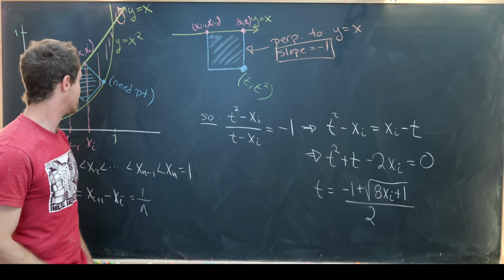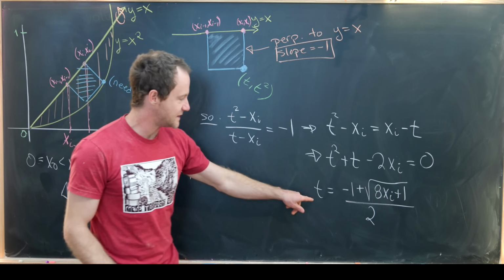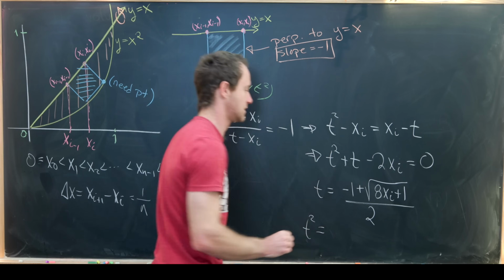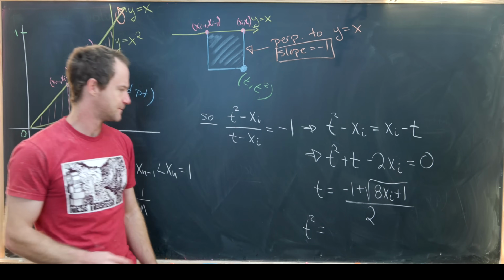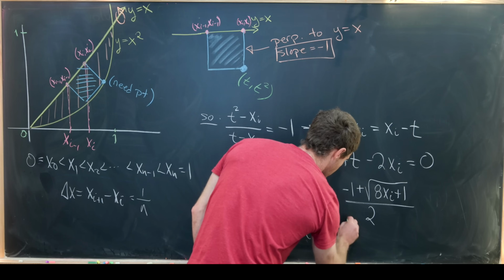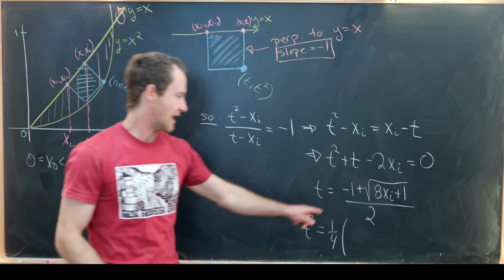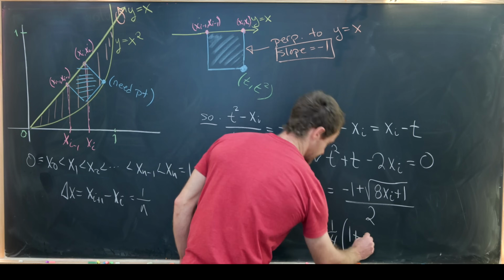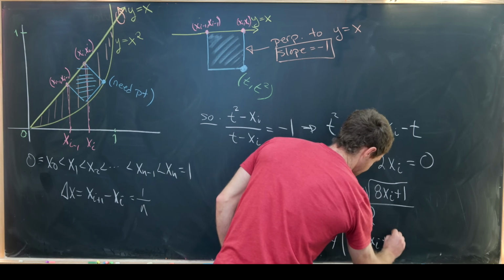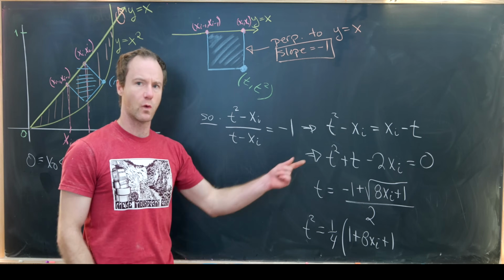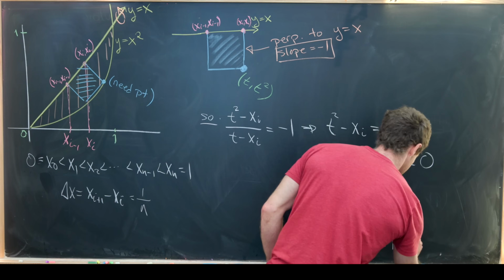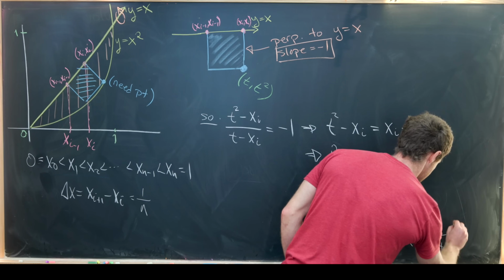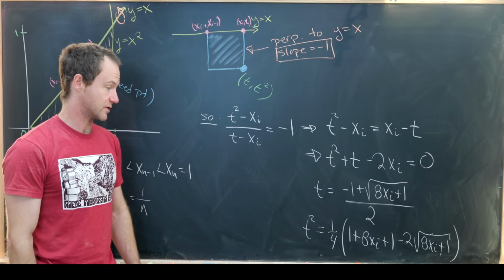Okay, so that's the value of t, but that means we can also calculate the value of t squared pretty easily just by squaring this. So let's see, that's going to give us 1/4 from squaring the half, and then we'll have -1 squared, which is 1, plus this square root squared, which is 8x_i plus 1. And then we'll have twice the cross term. So that'll be -2 times the square root of 8x_i plus 1. So that's our t squared term.